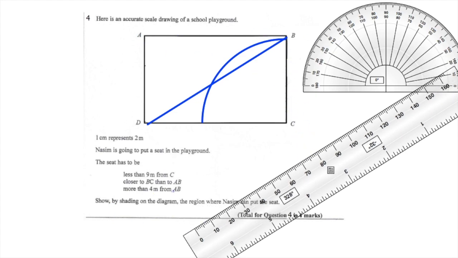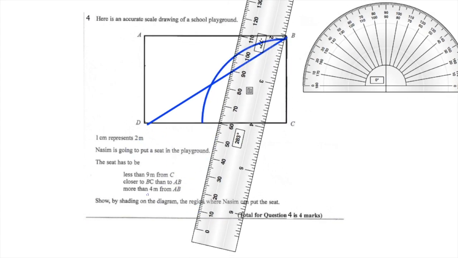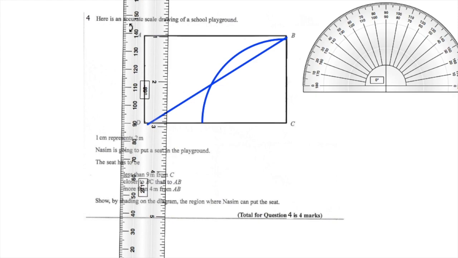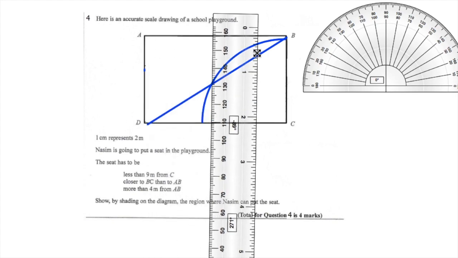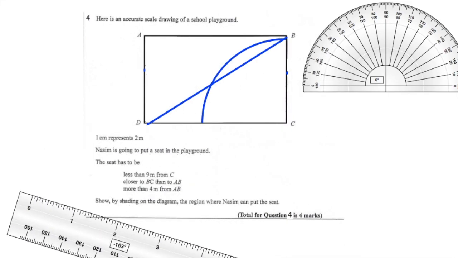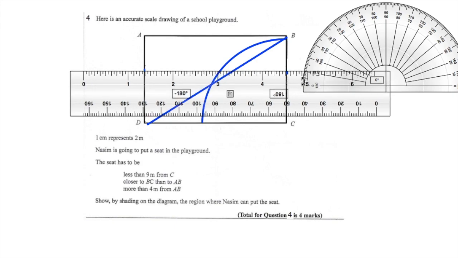And the last point says more than 4 meters from AB. And on our scale, 4 meters will be 2 centimeters. So again, we need our ruler. Go ahead and measure 2 centimeters away from A. So one way to do this is to make 2 marks on the edges of the rectangle at 2 centimeters, and then rule the line between those. So rule a straight line, and that's a horizontal line 2 centimeters away from AB.